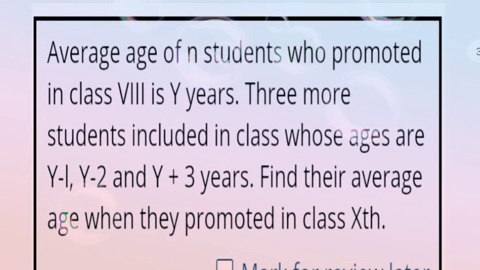The average age of the students who are promoted to class 8th is y years, with n students. 3 more students are included in the class whose ages are y-1, y-2 and y+3 years. Find their average age when they are promoted to class 10th. And the correct option for this question is option C, y+2.